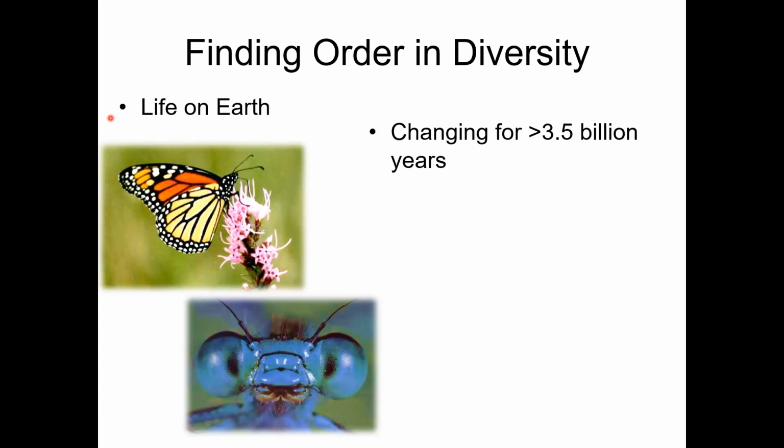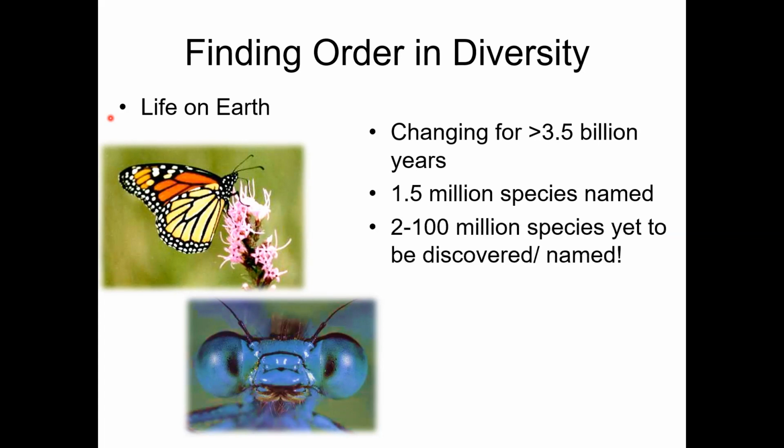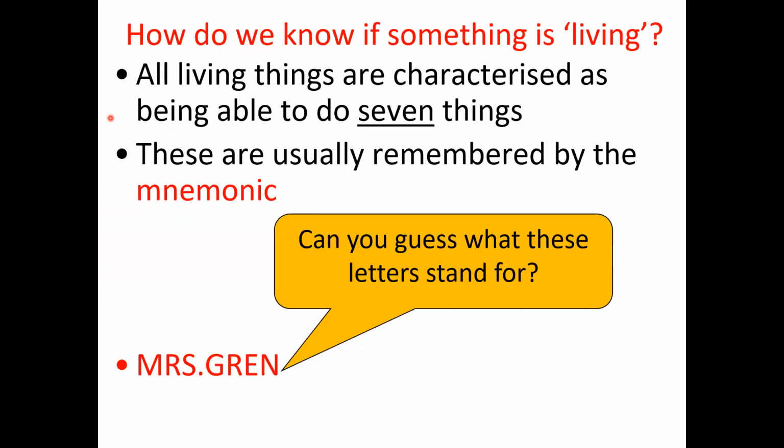So for more than 3.5 billion years the changing has been going on, and there are about 1.5 million species which are named. Still, species are yet to be discovered and they require naming.